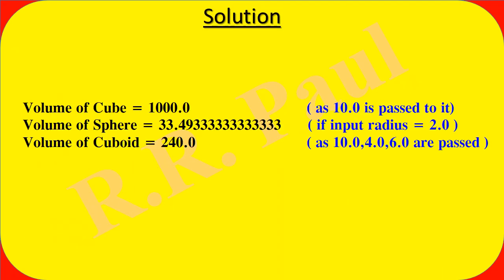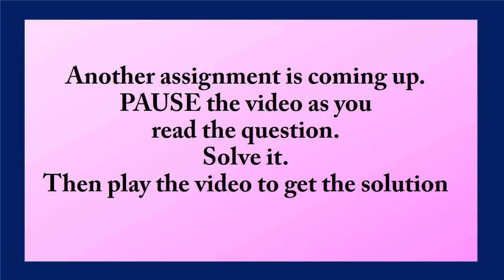So as you see the output, just notice the comments that are written in blue on the right hand side, because these values are as per the values passed to the various functions. Please check these values and check the program and its solution once again. And as you go through another assignment, please repeat the process: pause the video, read the question, solve it in the register, and after that only play the video to get the solution.